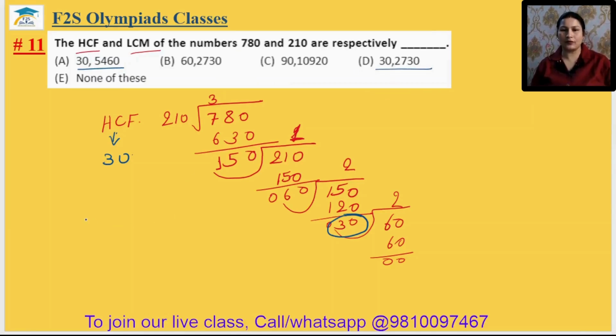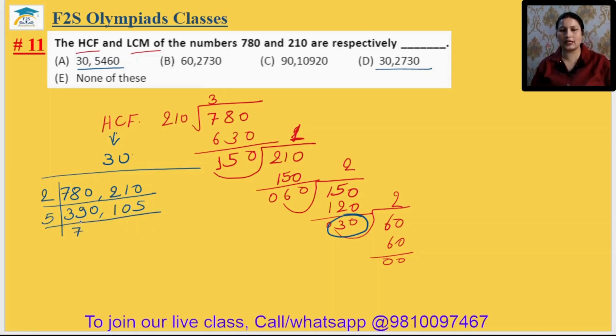Let's find the LCM. So 780, 210. I'm writing here 780, 210. Take 2 as the common factor. 2 3s are 6, 2 9s are 0... 2 1s are 2, 2 5s are 10. Take 5 as the common factor. 5 7s are 35, 5 8s are 40. 2s are 2, 1s are 1.